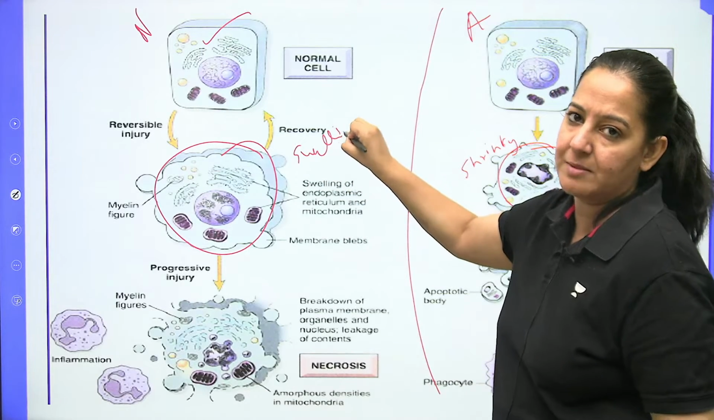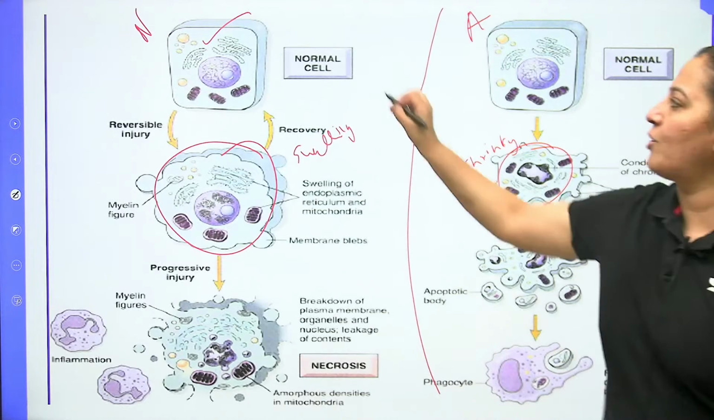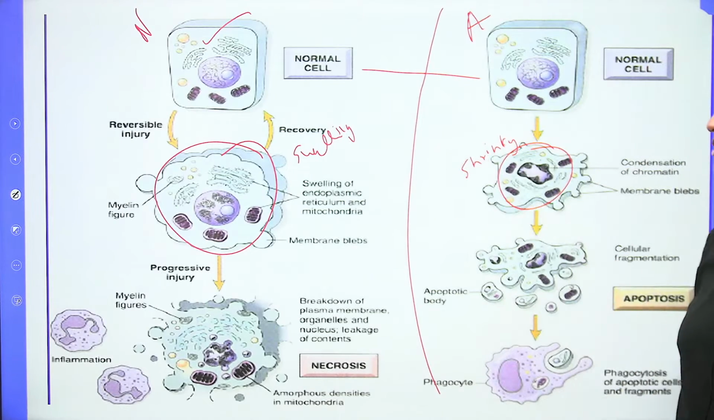If you can appreciate, give me a thumbs up. The diagrams are from Robbins. Give me a thumbs up. Beautiful diagrams. Give me a thumbs up. This is a normal cell. Appreciate swelling and shrinkage. Give me a thumbs up.